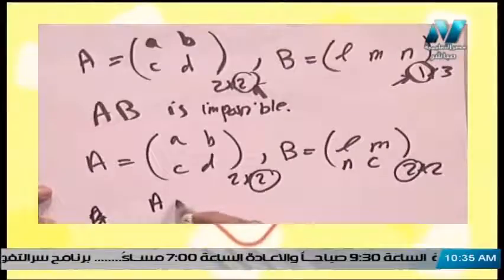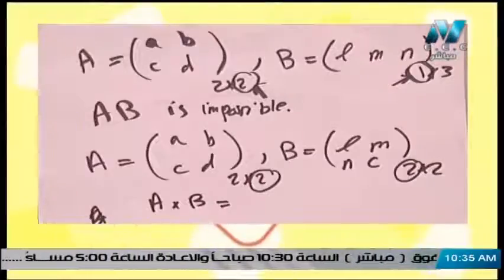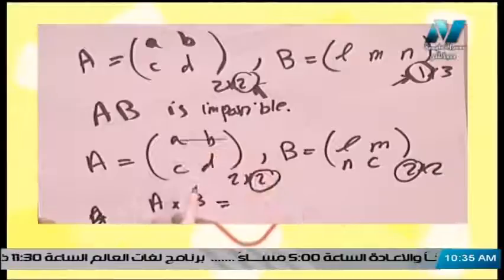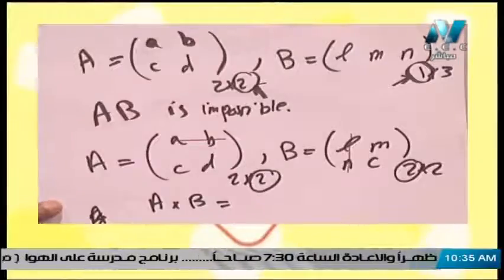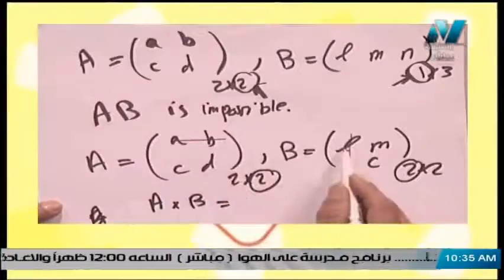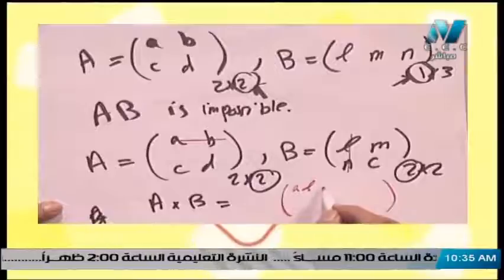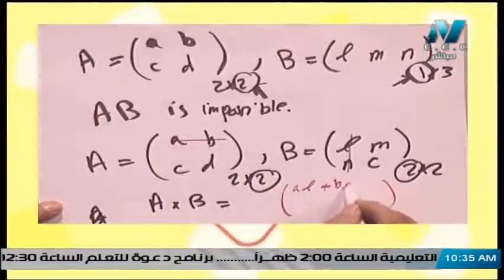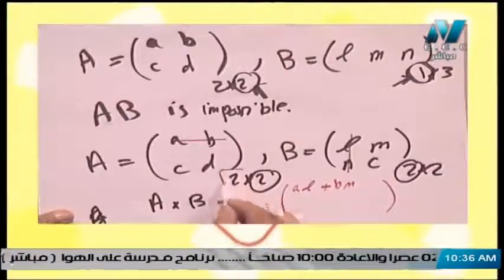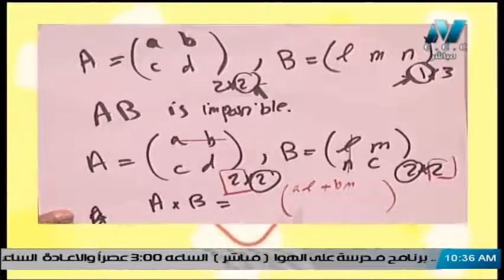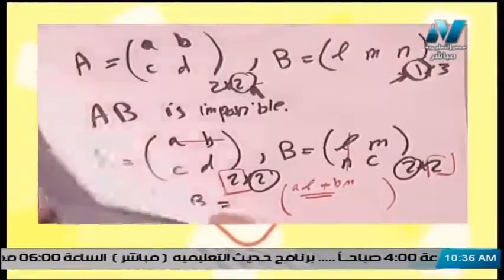A times B here, we have to multiply this row first by this column, and it gives only one element, A times L, plus B times N, and it gives like that, AL plus BM. And the resulted matrix will be 2 by 2 also. We have here the first one. So let's move to another example.